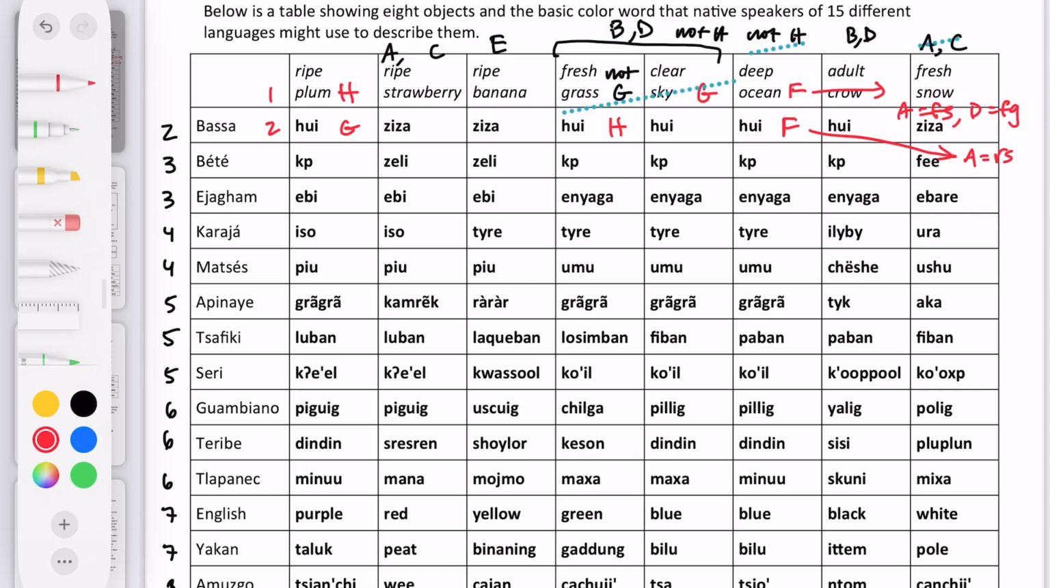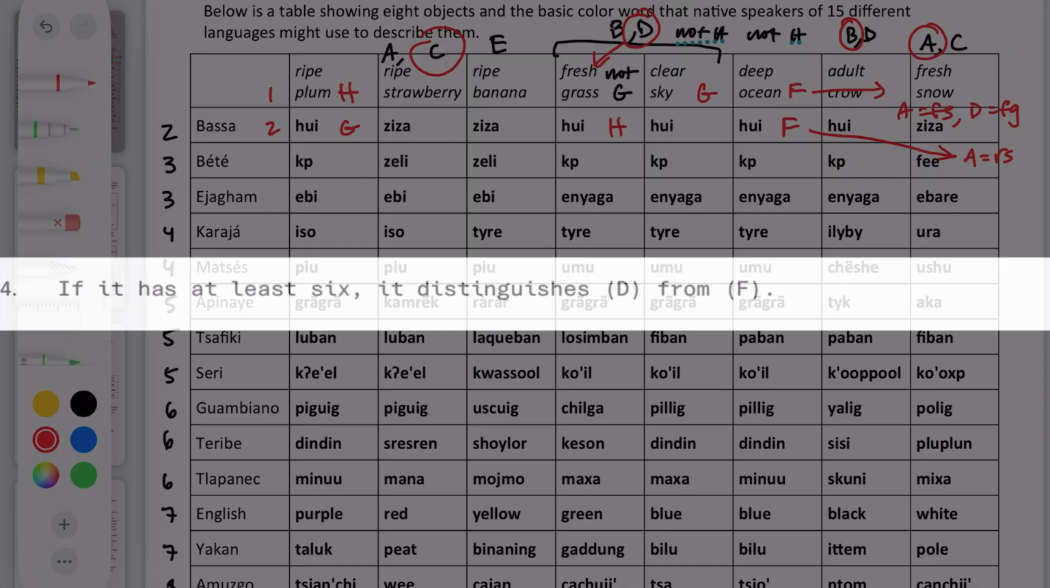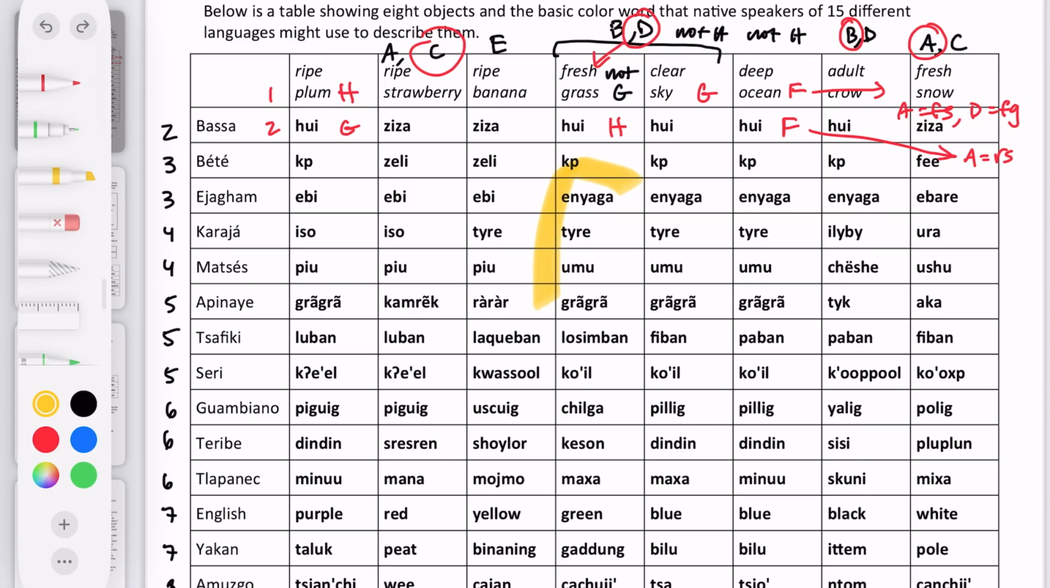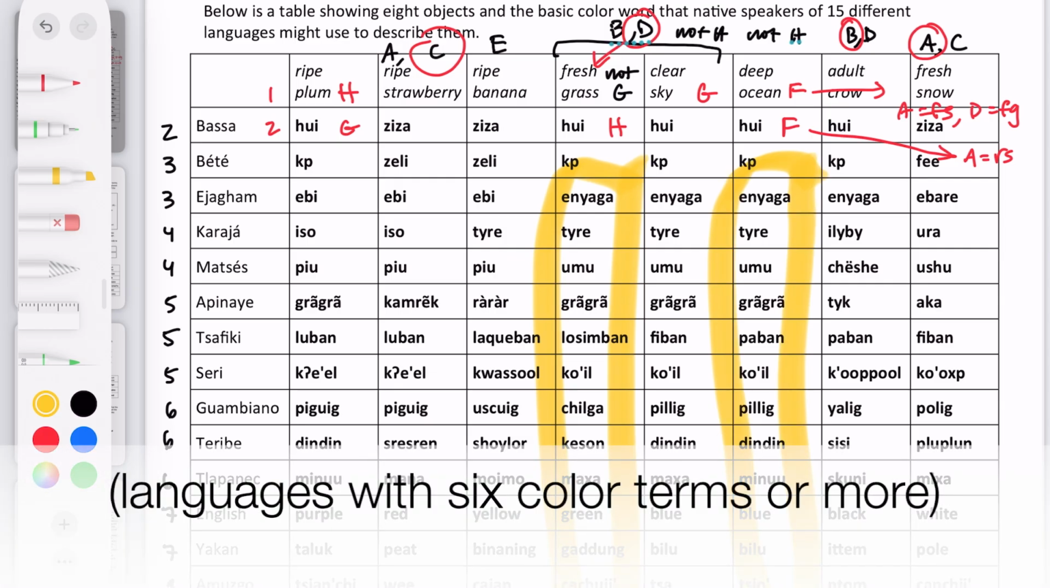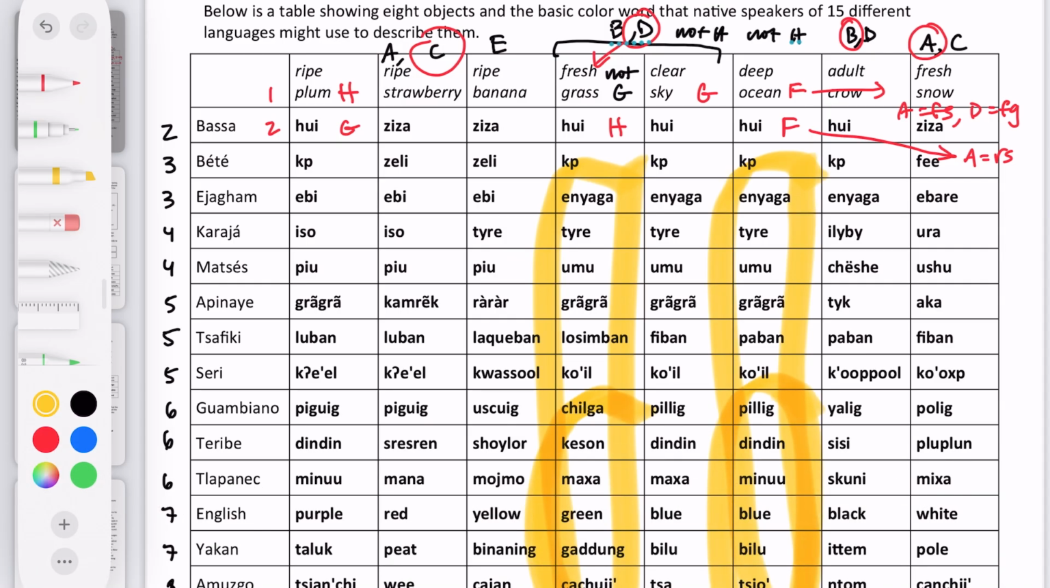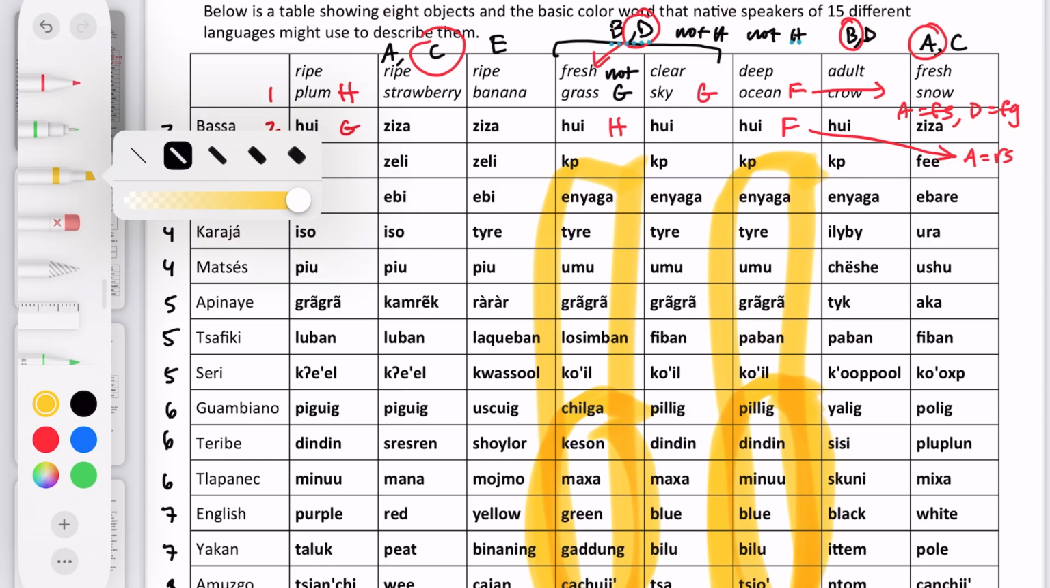If we're looking at case 1, we concluded that A is going to be fresh snow and D is going to be fresh grass. So that means B would be adult crow and C would be ripe strawberry. And I think the only rule that we haven't really used yet is number 4, where if it has at least 6, it distinguishes D from F. If we check our column D over here, and we check our column F, then we see that at level 6 and beyond, these are completely different, so that's a good sign.